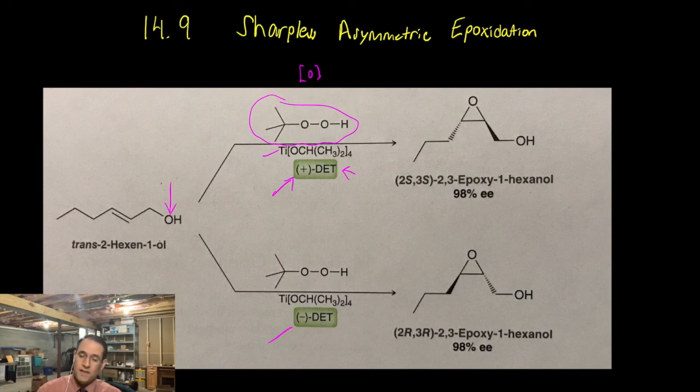If you use one enantiomer of diethyl tartrate, you'll get one molecule. If you use the opposite enantiomer of diethyl tartrate, you'll get the enantiomer. So it's a really cool reaction, and you don't get a 50-50 mixture. You get very good, almost pure one isomer that you want, okay? So that's the Sharpless asymmetric epoxidation.